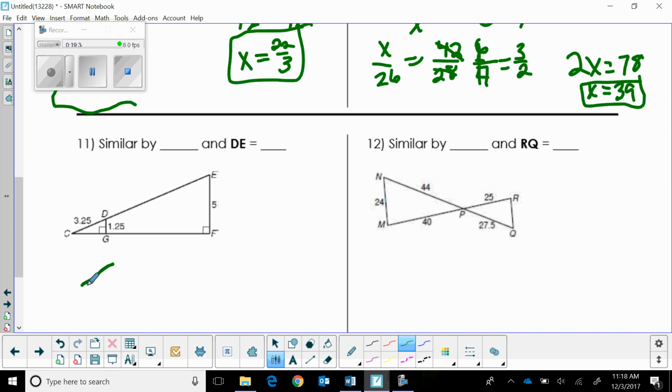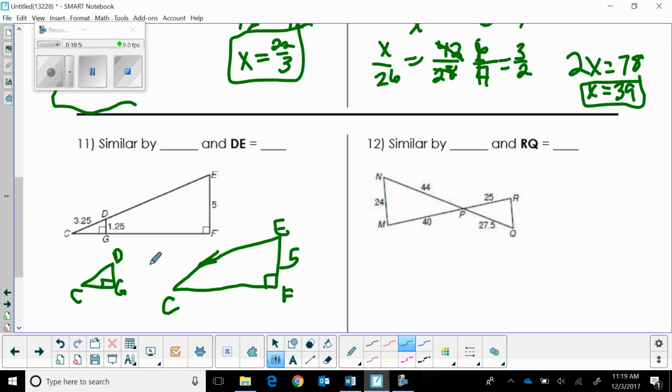We have DCG, this triangle. We have a right angle right here. DGC. And then the larger triangle, which is EFC. And we know we have a right angle here. And this side is 5, and this is 1.25.